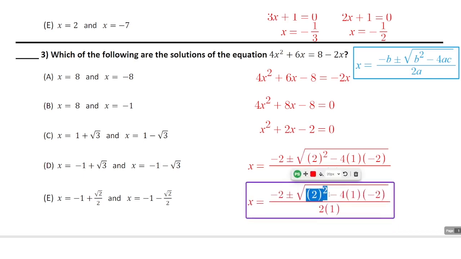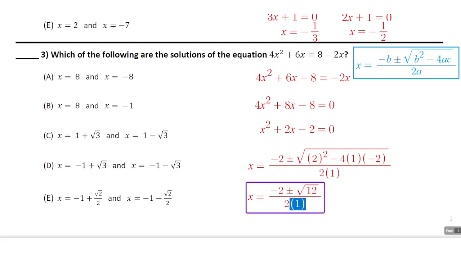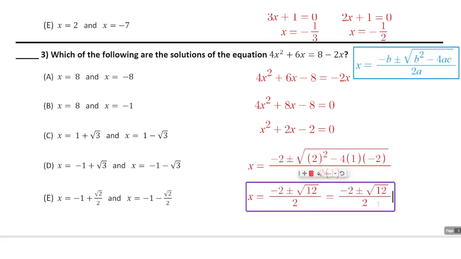We got 4 plus 8 is 12. And 12, and then 2 times 1 is 2. All right, so there's one thing we could do here, and that is we could rewrite this root 12 as 4 times 3, right? So 12 is 4 times 3. So maybe I'll rewrite this a little bit. Okay, this is 4 times 3.